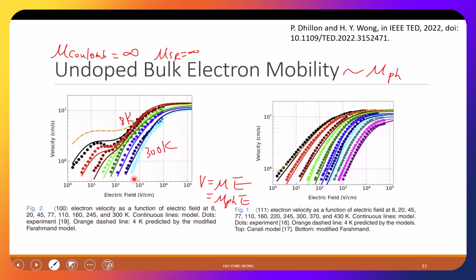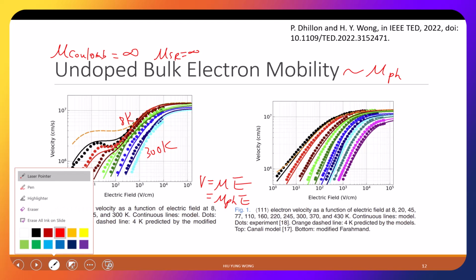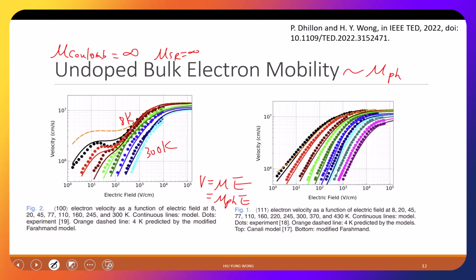Correct? So as a result, you do see that in general, all the curve goes up. That's the first message. Now, the second message is about the kink here. You get something called negative differential mobility. How to say this? Let me write here. We call it negative differential mobility.